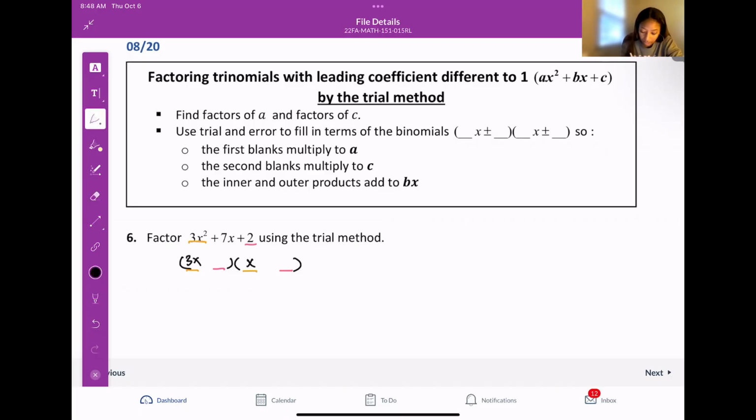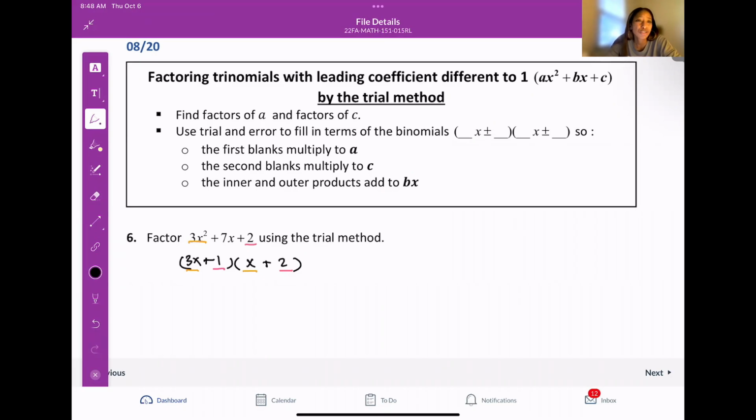So do we want a 3x plus 2 times x plus 1? Let's check to see if our middle terms end up being what we want them to be. If we did this, then we end up with, in the middle, 3x squared plus 3x plus 2x plus 2. That gives us a 5x in the middle. So this actually does not work. So we know that we need the 2 to be with the x and the 1 to be with the 3x.